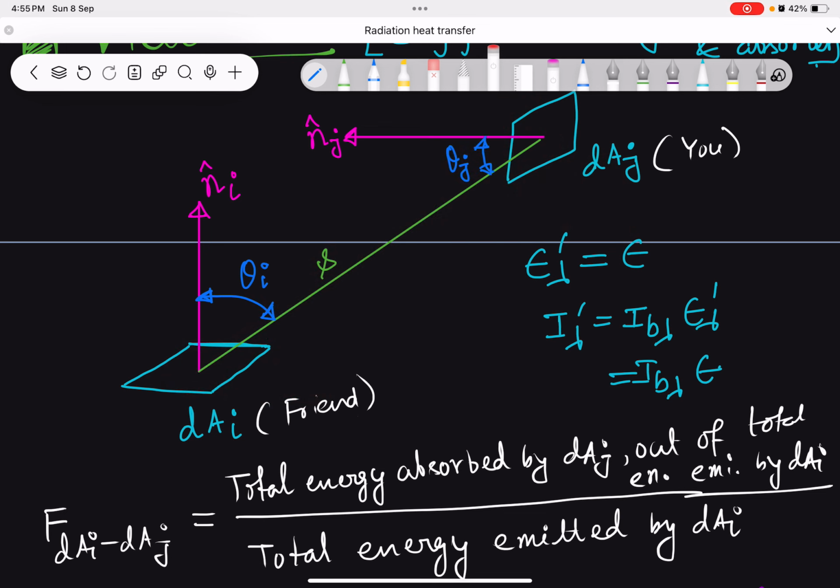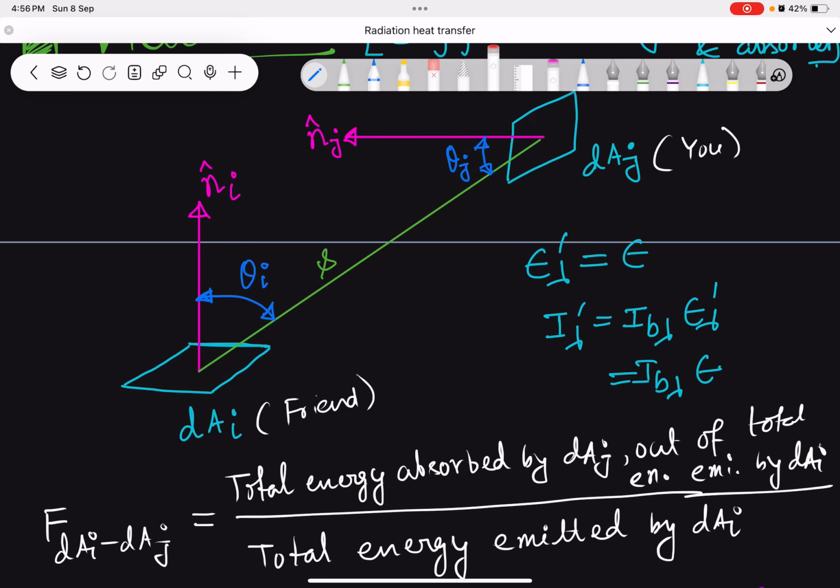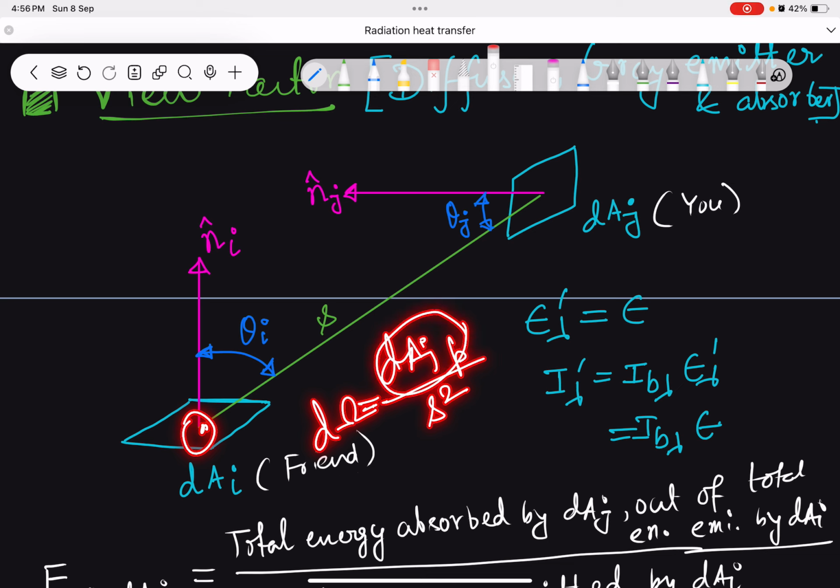I am repeating this sentence again. I have to find how many radiation rays are there within the solid angle that is subtended by the projected area of dAj in this direction at this point. Clear? And that is nothing but your dAj projected by r squared. This is the definition of solid angle. Solid angle subtended by dAj projected at this point. And dAj projected means what? dAj into cos theta j. Clear?